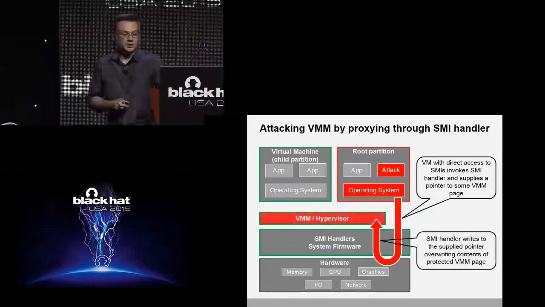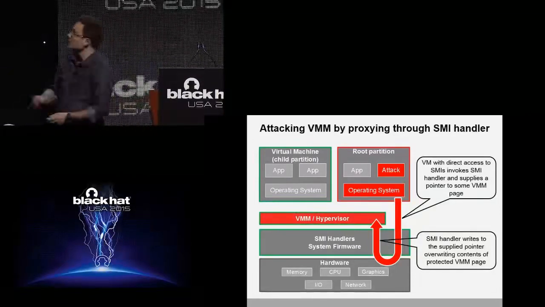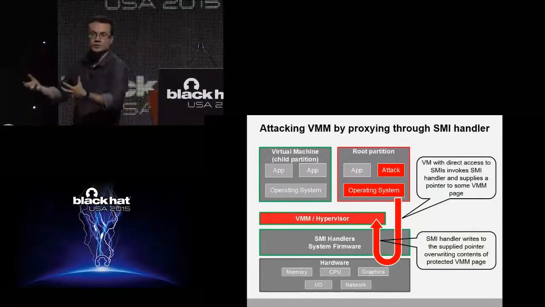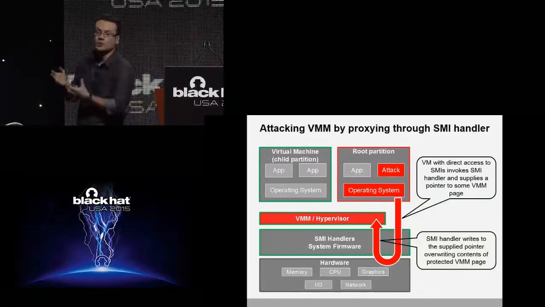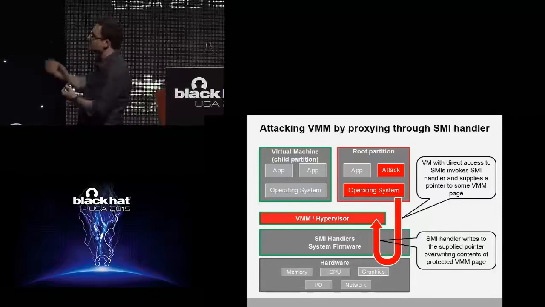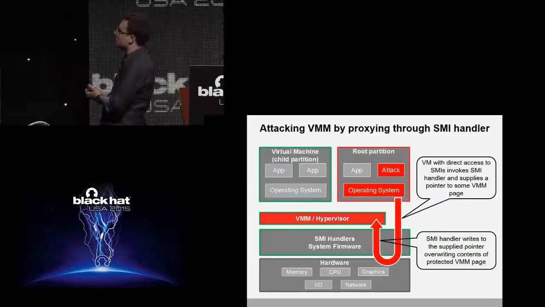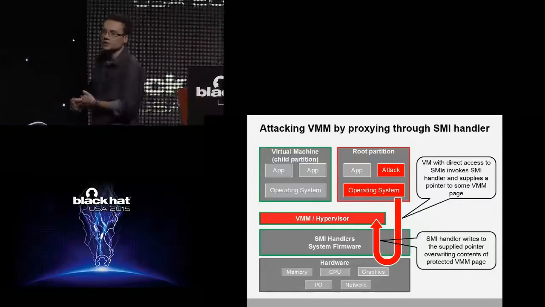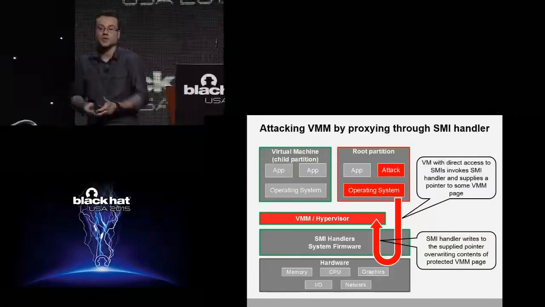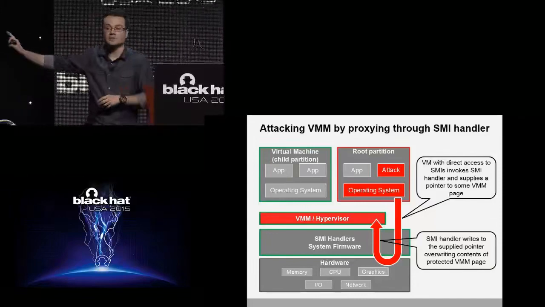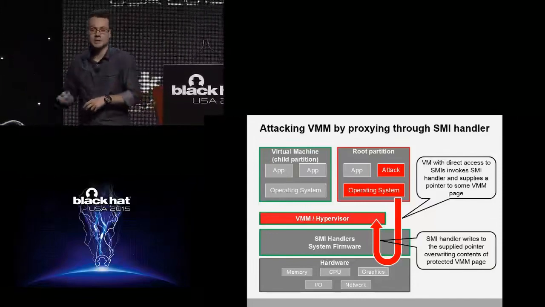So you can see that the virtual machine, with direct access, is able to invoke SMI handlers, invoke that vulnerability and supply a pointer to one of the VMM protected pages, and then ask the SMI handler to write something to that page, basically giving this virtual machine the ability to override any page in the hypervisor. And keep in mind, the firmware here is fixed, and that's an important point.